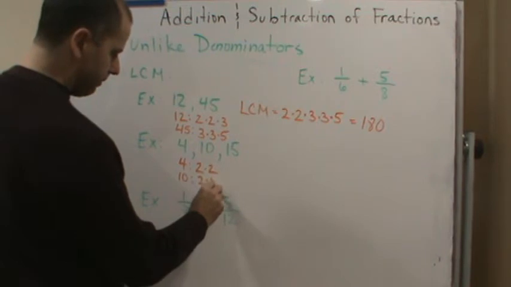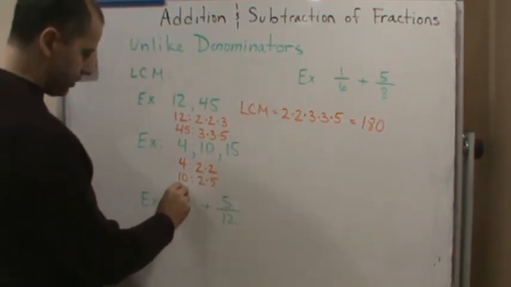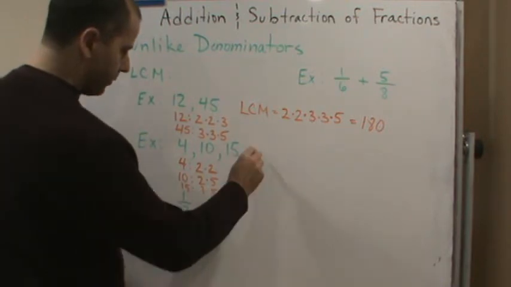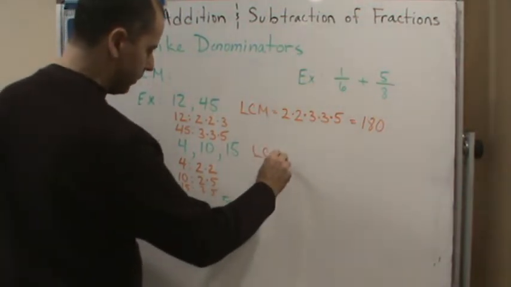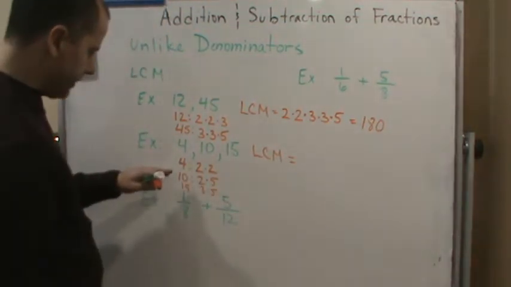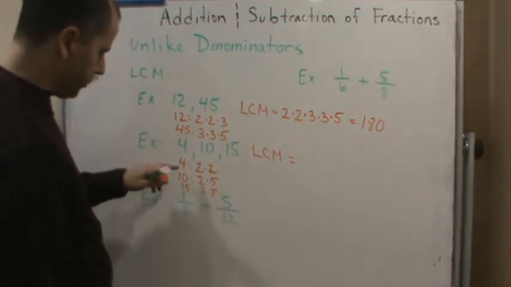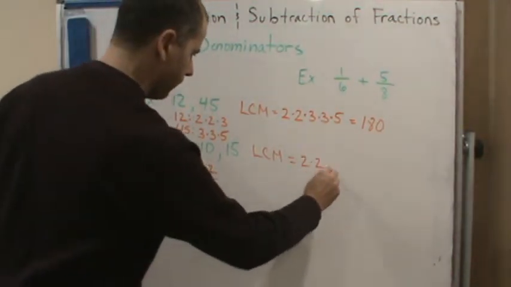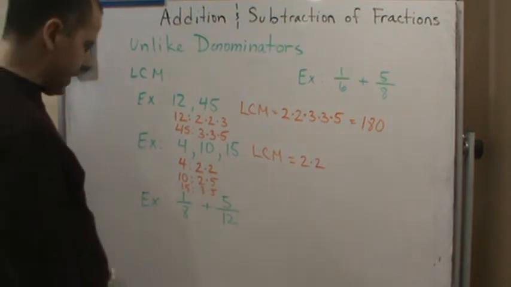2 times 5. And the prime factorization of 15 is 3 times 5. So now the least common multiple, or LCM, is going to equal what? Well, I'm going to take the 2's. I'm going to take the most number of 2's, which is going to be in here. So I'm going to take 2 of those. Okay, and then I'm going to take 3.